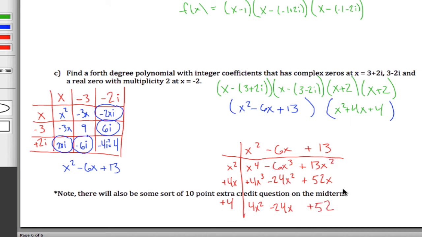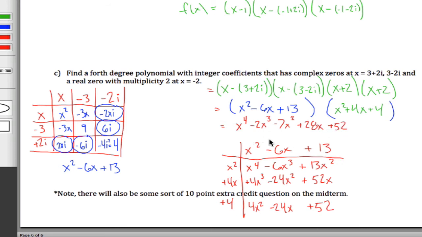And now if you add up all of these terms, what you get is your final answer, which we can write right here. I'll put an equals here, equals here, equals here. x to the 4th. I have 4x cubed minus 6x cubed, so I have negative 2x cubed. I got 4x squared, and 13 more x squared gives me 17x squared. But then I have to take away 24x squared, so what I get is negative 7x squared. 52x minus 24x is 28x. And then finally plus 52.